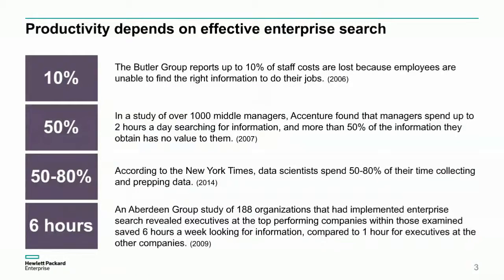In 2009, the Aberdeen Group looked at 188 companies that had implemented enterprise search and compared the top performing companies, those in the top 20%, to the rest out of those 188. What they found was that executives in those top performing companies saved 6 hours a week looking for information compared to 1 hour a week for executives at other companies. Non-executives at the top performing companies saved an even larger amount of time. So here we see a very salient link to performance, productivity, and enterprise search. Additionally, approximately 67% of the top performing companies aspire to create a single view of all enterprise content according to this Aberdeen Group study, compared to 27% of the others.